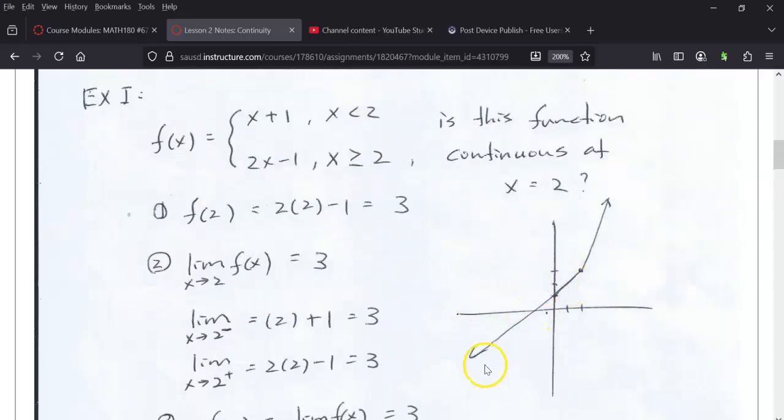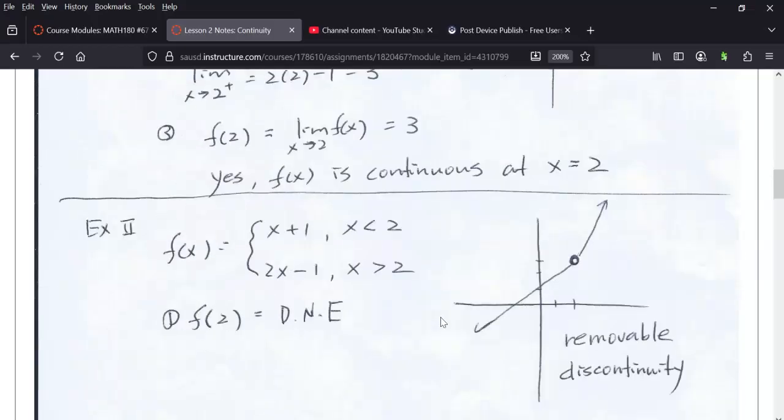If you look at our function, before 2 it follows this line right here, x plus 1. And after 2, you start at that point, then go up and follow the second part of the function, 2x minus 1. And it's continuous in one smooth motion. There's no breakage or anything like that.